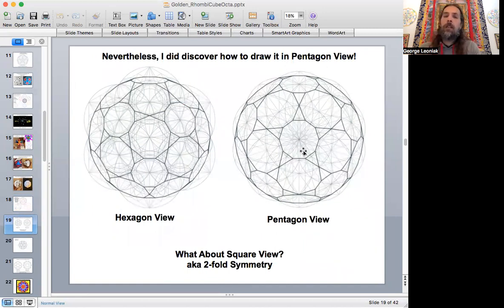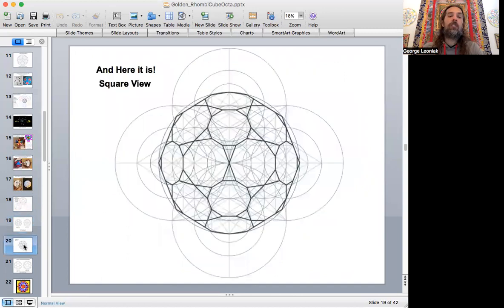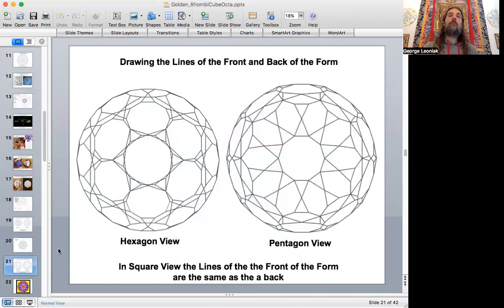But because I had discovered pentagon view and I had hexagon view, within a day or so, I was like, okay, we have to figure out square view, which is the twofold symmetry. And with the help of the pentagon view, I was able to rotate the form around to discover the drawing technique that would produce the square view drawing of it. And this one is going to prove very useful because it gives me a nice circle around the form that has it touching all the vertices, so I'm able to work with it in a different way for the expansion of the form. In just a moment, I'll show you.